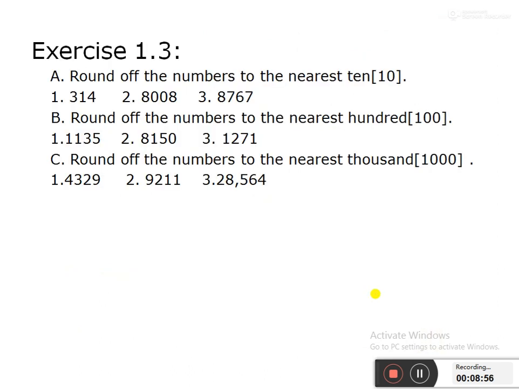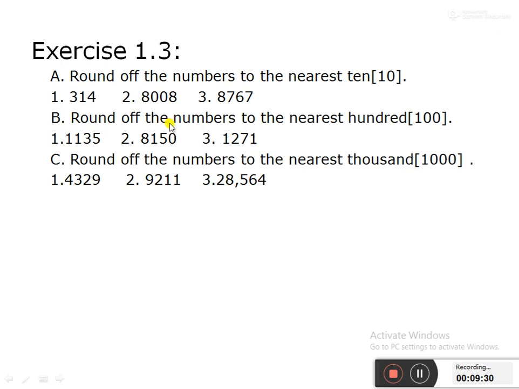This is a home assignment. You have to do it in your classwork copy. Handwriting should be neat and clear. Option A. Round off the numbers to the nearest 10. First question, 314. Now we are going to find the nearest 10. 10 means there is a change in the tens place, but we have to underline the ones place. If the number is less than 5, there is no change in the tens place. If the number is more than 5, we have to increase the tens place.